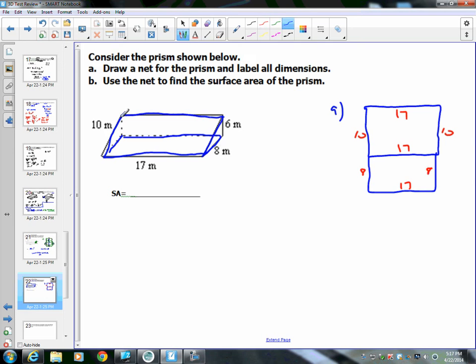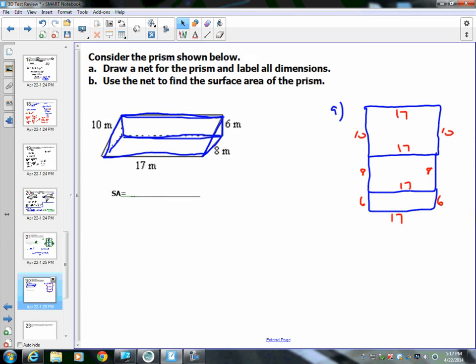Okay, then the last part, which is the back, is another slightly smaller rectangle. This being 17, and up and down this is 6, and this is 6. So now we have the 3 rectangles of this. Next we want to find the sides, or what we call the bases.